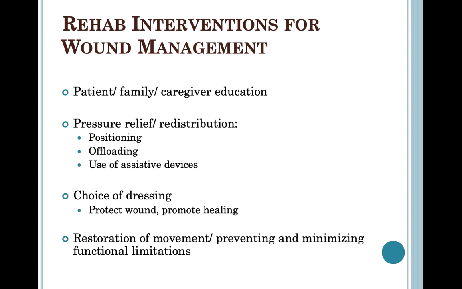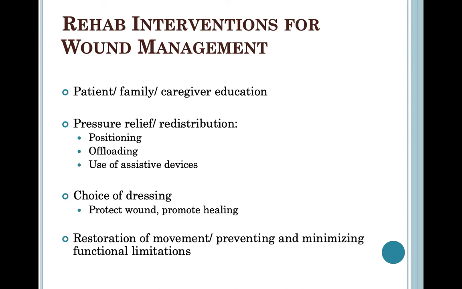So the types of interventions that members of the rehab team may do with the patient and their family or caregivers are education and pressure relief or pressure redistribution, and that often has to do with turning and positioning when the person is bedbound, or even how they sit in a chair or a wheelchair. We can talk about offloading through the use of cushions and specialized footwear, assistive devices.